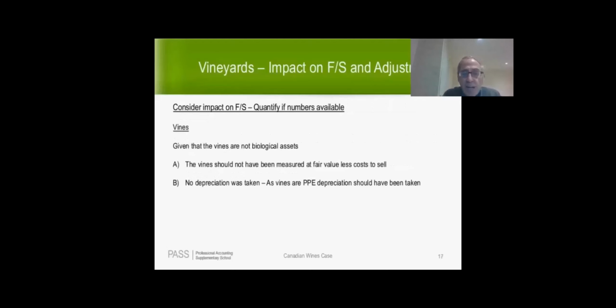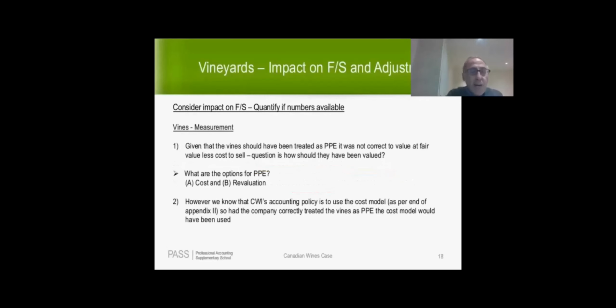Let's start with the vines. Given that the vines are not biological, as somebody mentioned before, when I was asking people to identify the issues, somebody sent a chat that said the vines, because they're not biological assets, should not have been valued at fair value less cost to sell, and also depreciation should have been taken. Had they been a biological asset, it would have been appropriate to not depreciate. Because they're PPE, they should, and they do have a limited life of 25 years, depreciation should have been taken. Now, given that the vines should have been treated as PPE, it was not correct to value at fair value less cost to sell, as we said a moment ago.